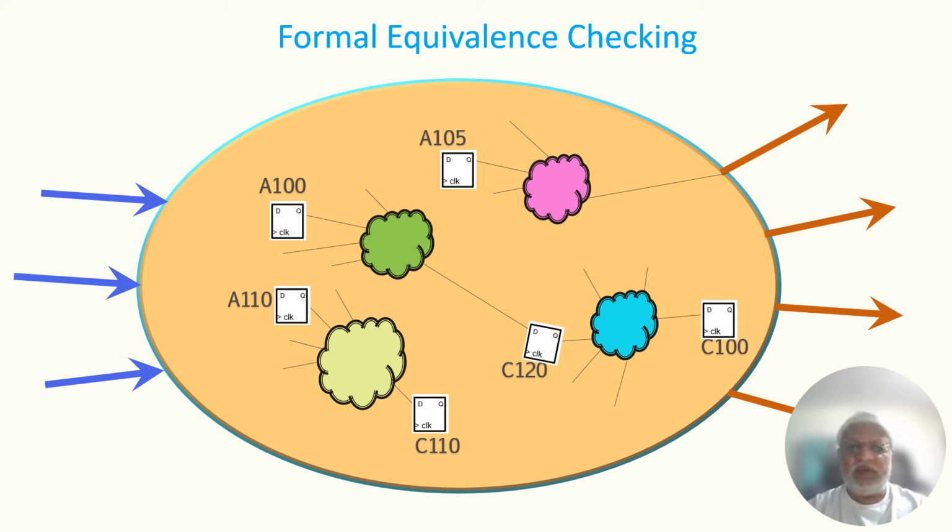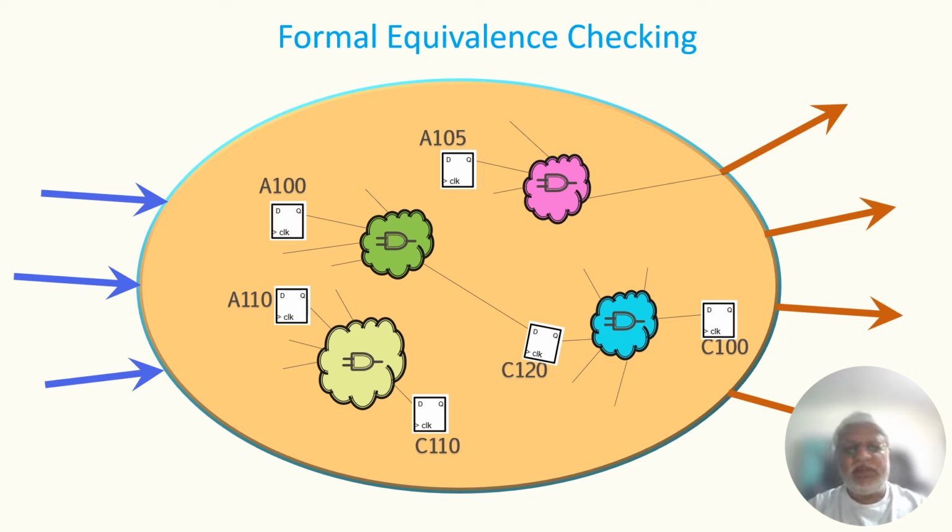So we need to figure out those internal registers even in the revised design based on the inputs, or based on the hierarchy or names or certain knowledge of the system. We need to figure out the same transition points, and then we need to compare these two designs.